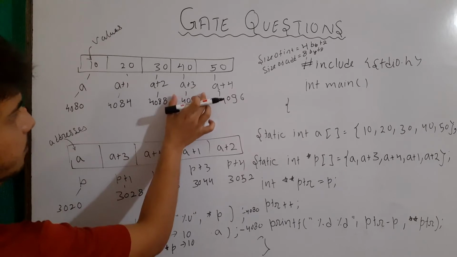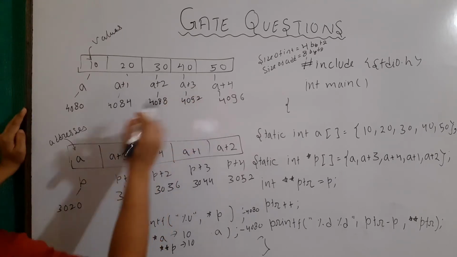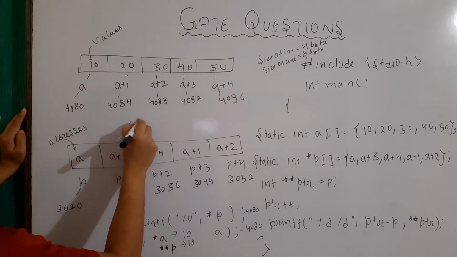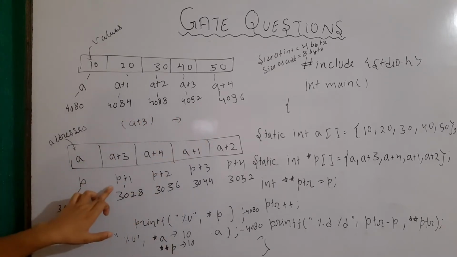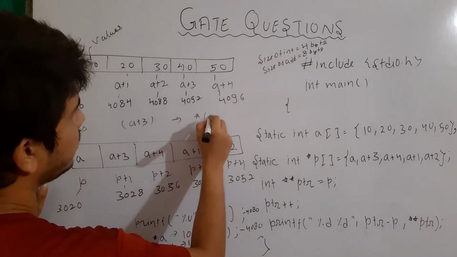Similarly, to access this memory location, or we can say 4092, I can write a plus 3, which will give me the address 4092, or I can write asterisk of p plus 1.